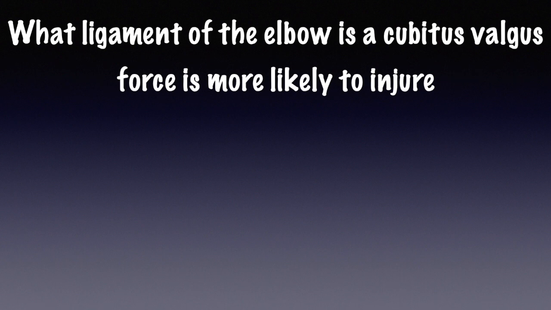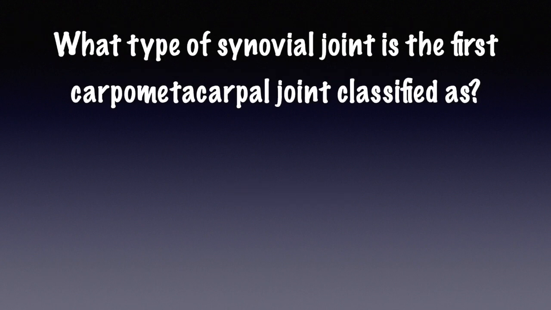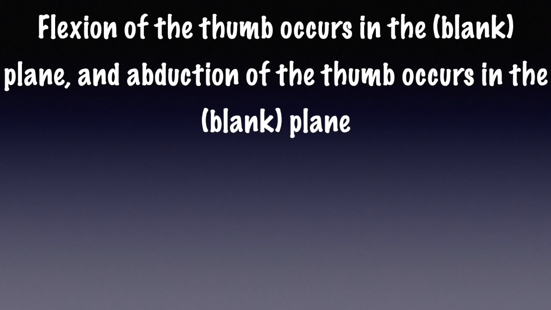What ligament of the elbow is a cubitus valgus force more likely to injure? MCL of elbow. What type of synovial joint is the first carpometacarpal joint classified as? Saddle joint. Flexion of the thumb occurs in the blank plane, and abduction of the thumb occurs in the blank plane. Flexion of the thumb occurs in the frontal plane, and abduction of the thumb occurs in the sagittal plane.